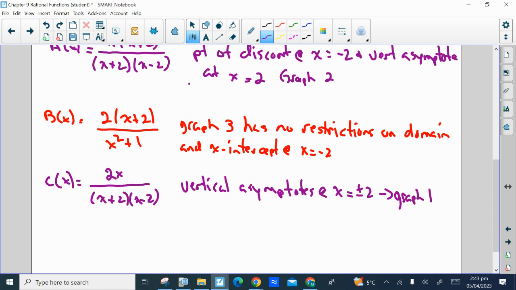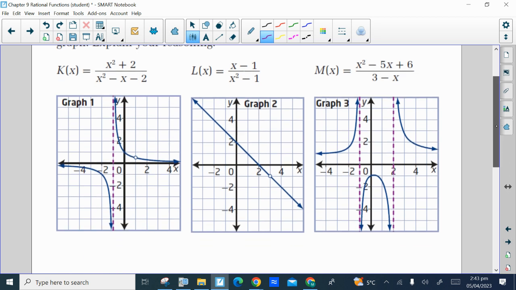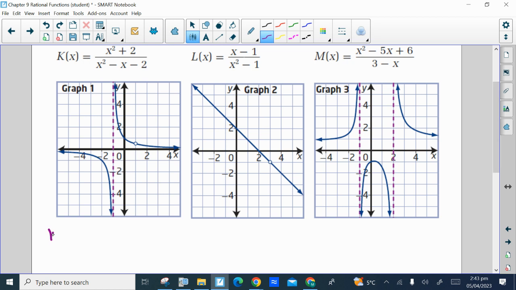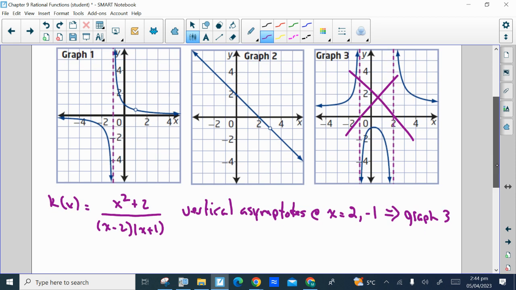Okay? And then doing the same thing for these questions. First one, we check k of x. You cannot factor the top. The bottom factors to x minus 2, x plus 1, which means that we would have vertical asymptotes at positive 2 and negative 1. Which is graph 3. So we can cross that one off. We've already dealt with it.